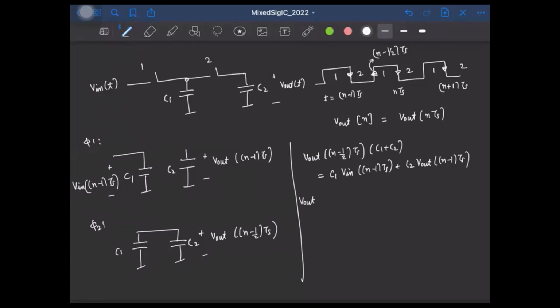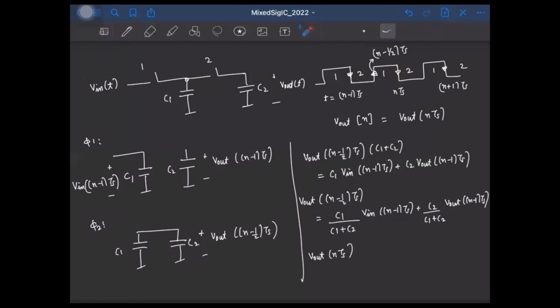So the voltage V out at the end of the phase phi 2, that is the time instant here, which is V out of (n minus half) Ts, will be C1 by (C1 plus C2) times V in of (n minus 1) Ts plus C2 by (C1 plus C2) times V out of (n minus 1) Ts, right? So which means the voltage at the end of the next phi 1, what will that be? That is V out of nTs, right? And what will that voltage be equal to? Well, that will be the same as the voltage here, right? Because from phi 2 to phi 1, the capacitor C2 remains the same. That is, the voltage across the capacitor is not changing, because there is no additional charge getting pushed in or pulled out, right? So V out of nTs is the same as this.